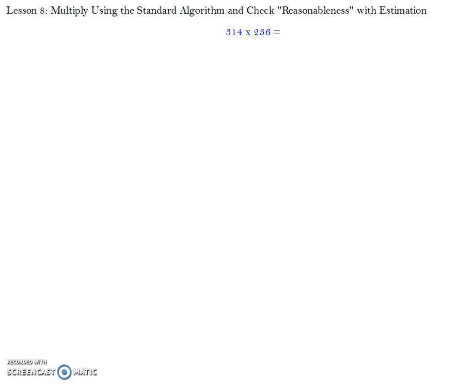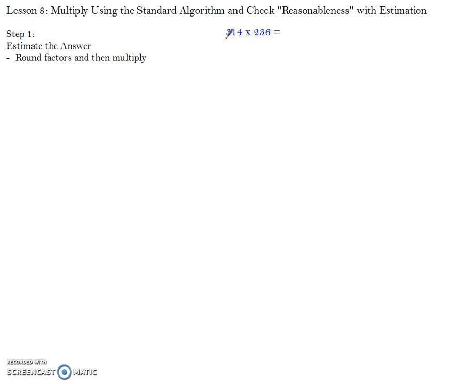In Lesson 8, we're going to multiply using the standard algorithm and check the reasonableness of our answer with estimation. The problem we'll be working with today is 314 times 236. Step 1 is we want to estimate the answer. To do this, we're going to round each factor and then multiply those two rounded numbers.